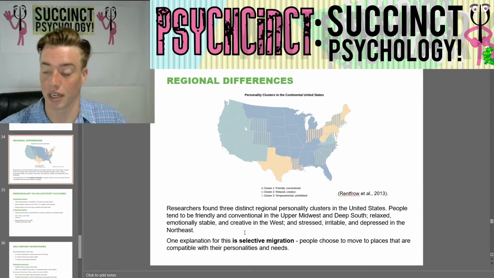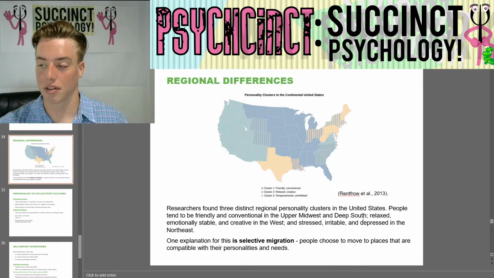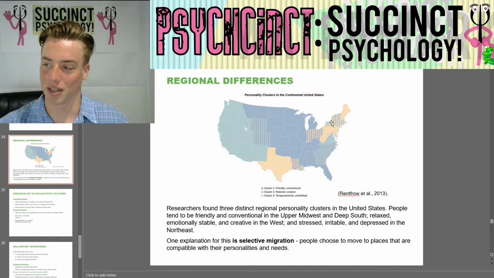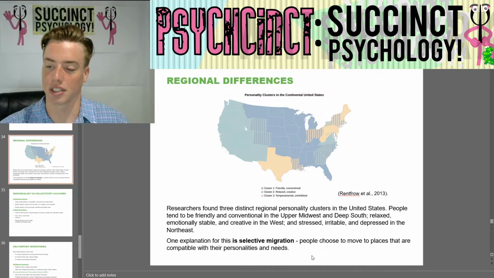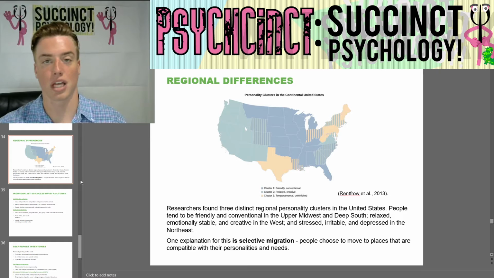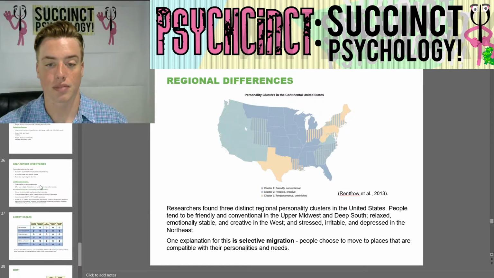relaxed, emotionally stable, and creative in the West. Wait one second, let me back up there. People tend to be friendly and conventional in the upper Midwest and deep South, relaxed, emotionally stable, and creative in the West, so out here, and then stressed, irritable, and depressed in the Northeast, so up here in the New York, Washington, D.C. area. So one explanation for this is selective migration. People choose to move to places that are compatible with their personality and needs. So maybe that's why in the upper Midwest and deep South, people tend to be more relaxed and emotionally stable.